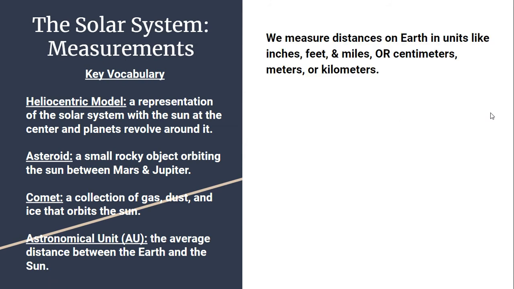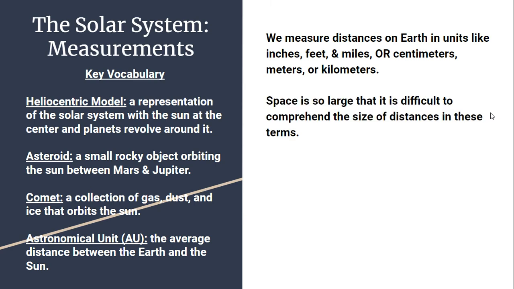On Earth, we measure distances with things like inches, feet, and miles. Or in science, we use centimeters, meters, and kilometers. Those values are so small in comparison to space, though. The number of kilometers or meters or feet or miles is so large, it becomes hard for us to process and understand and actually be able to comprehend.